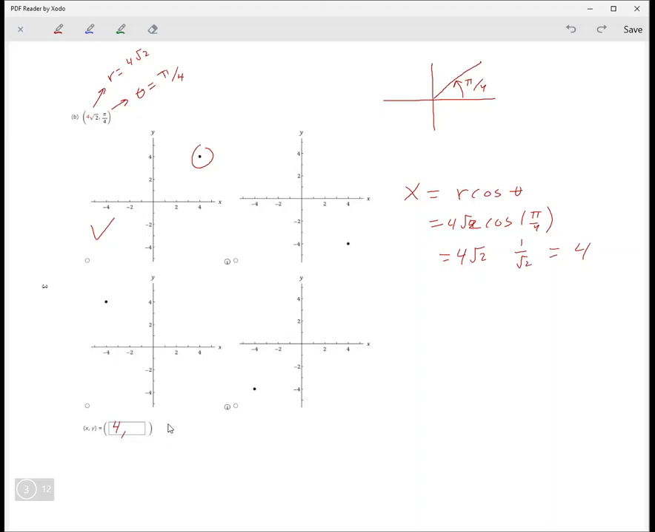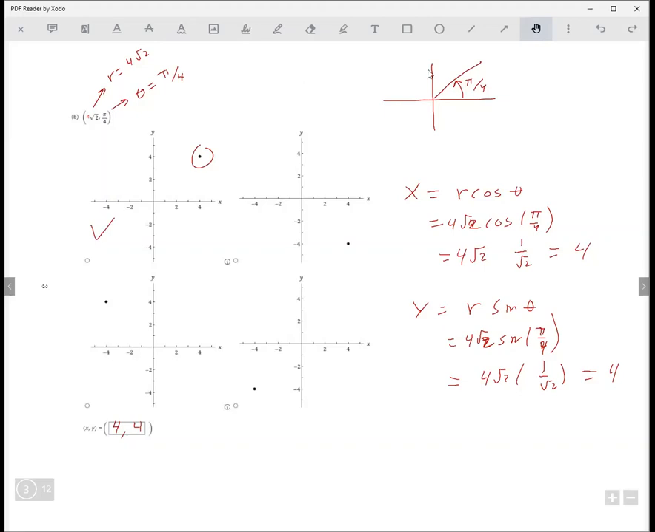And then y is r sine theta, or 4√2 sine pi over 4. Everything else is a 4, so I kept putting in extra 4s. So that's 4√2 times 1 over √2. Again, that's also 4. So 4, 4 are the coordinates for that. Okay, let's go to part C.